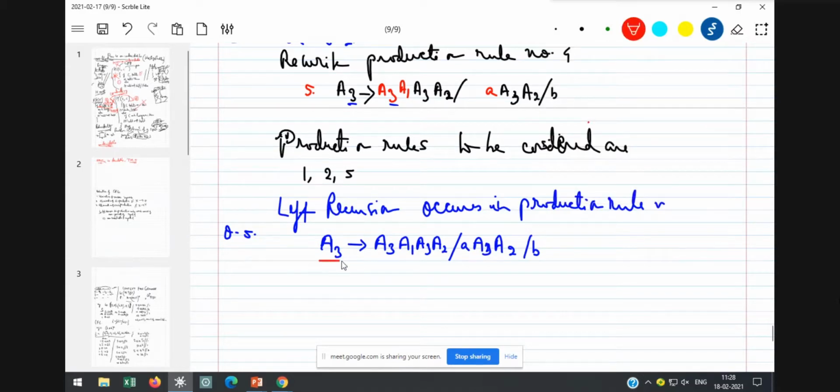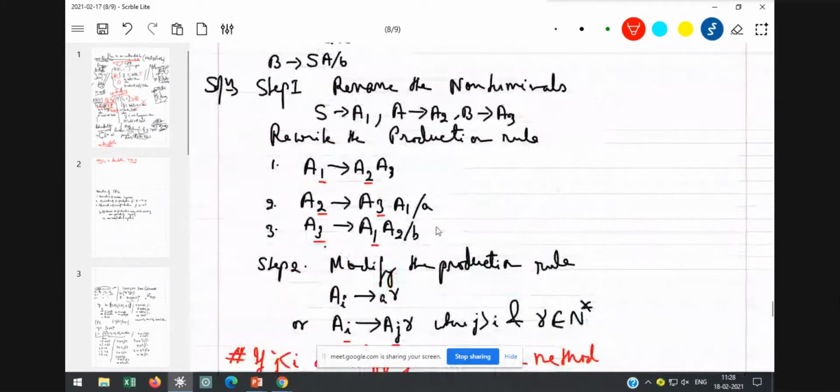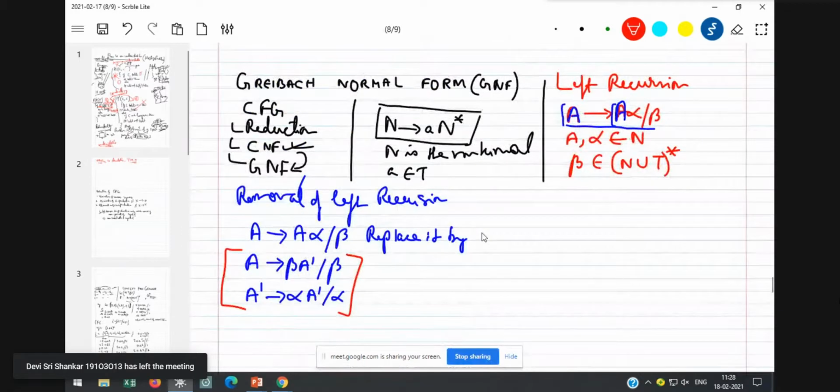Let me just remind you again, as per the left recursion format, let me go back to where I have written in a short manner. See here, if the right hand side of the production rule starts with the same symbol as the left hand side, then left recursion occurs. If such kind of left recursion occurs, then you have to remove it.